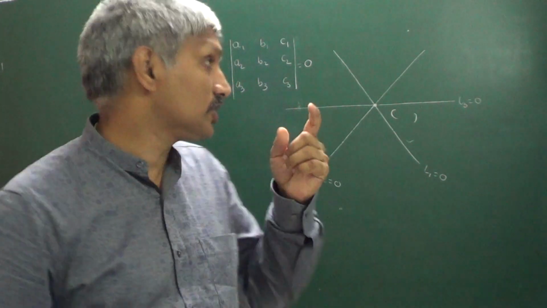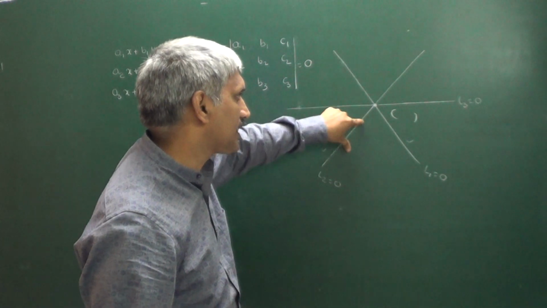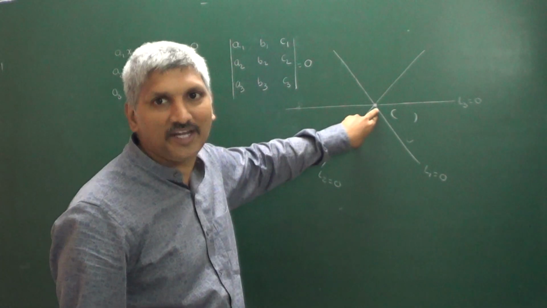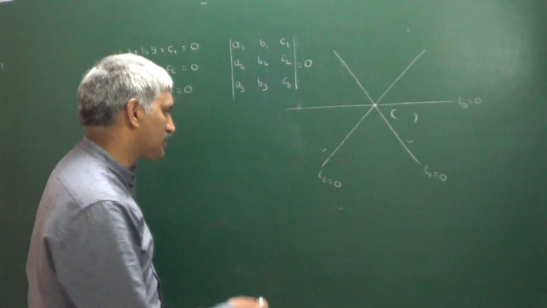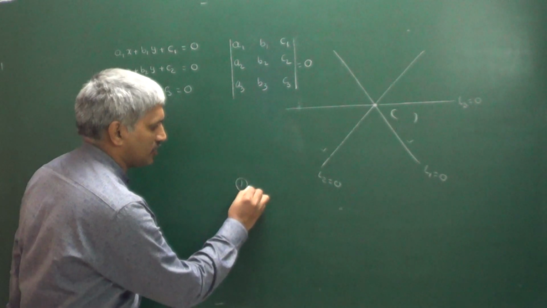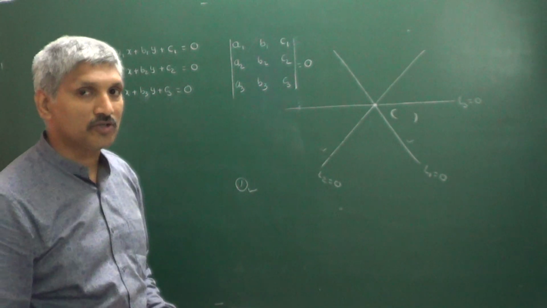Concurrent means the three lines intersect at one common point. Right? So the first method I did is the basic method which we can use for the board exams. What to do?